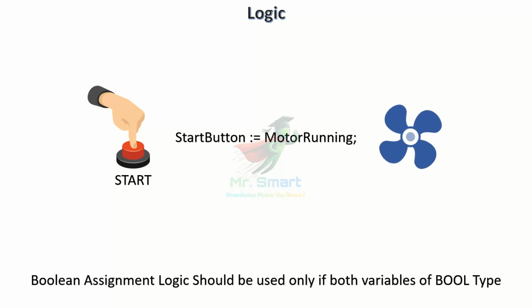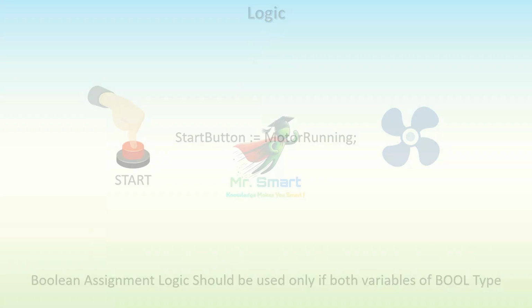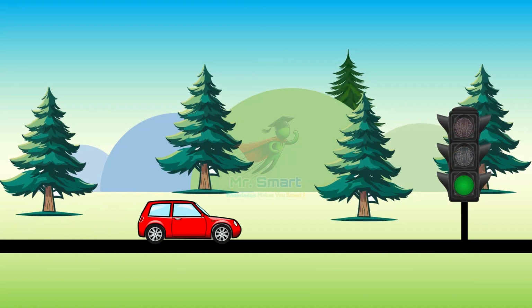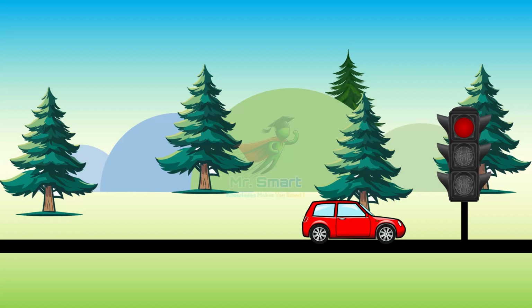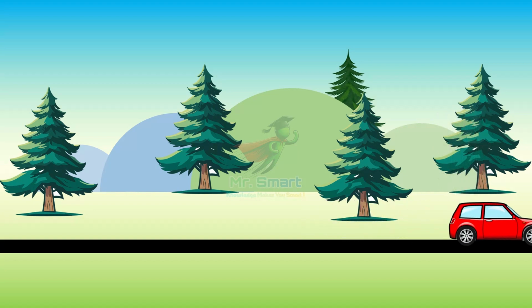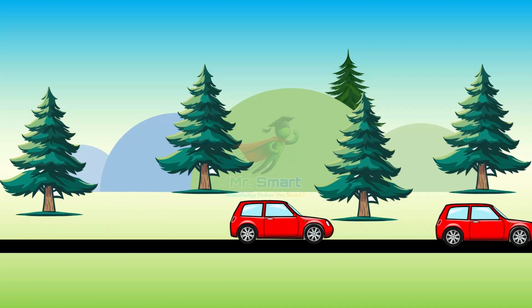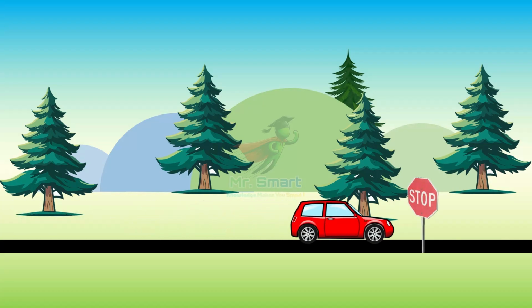But real machines are rarely this simple. In the real world, machines make decisions. And that's where one of the most important concepts in structured text comes into play. Conditions. Imagine you're driving a car. You don't continuously press the brake. You only brake if there's a reason. If the signal turns red. If a vehicle appears in front of you. If an obstacle enters your path. Human beings constantly make decisions based on conditions. PLCs do exactly the same thing.